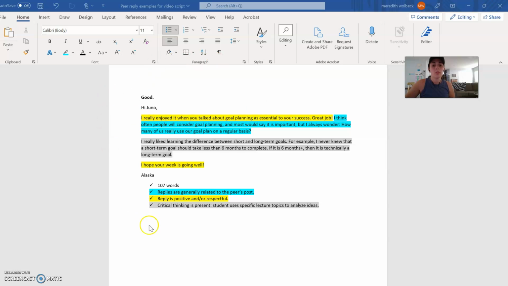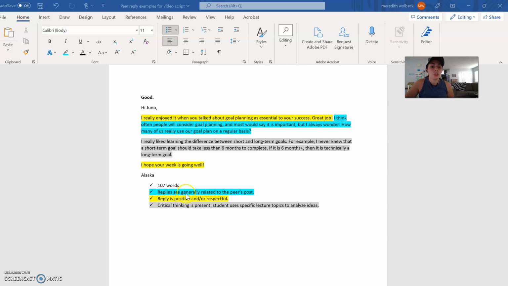This is a good example of a peer reply. It would earn a passing score. It'd earn full credit in terms of the quality of peer reply. Notice that this student replied in 107 words, so there's no word count requirement for peer replies, but 107 is generally enough to provide enough detail for your classmates to really think about your ideas in a specific way.